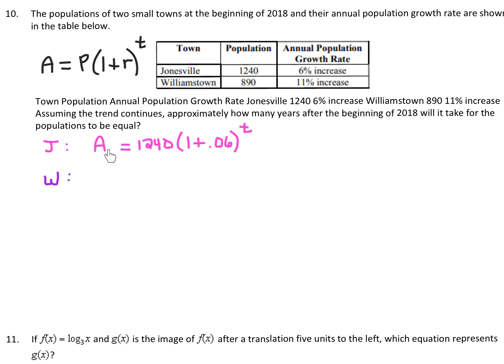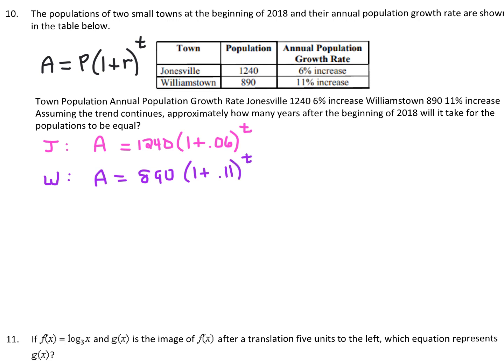All right, now, I'm going to do the same thing for Williamsburg. It doesn't say anything about a function, so I'm just going to write A equals the population in the beginning of 2018 was 890, and then it's going to be 1 plus, the rate is 11%, which is 0.11, and that would be to the T power.